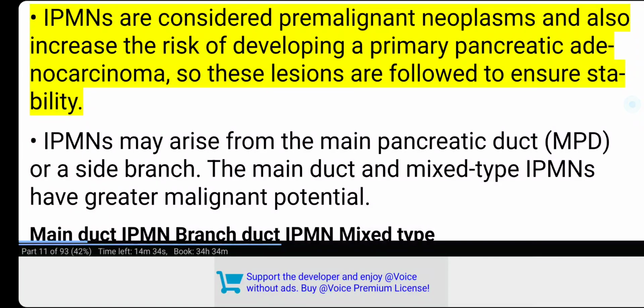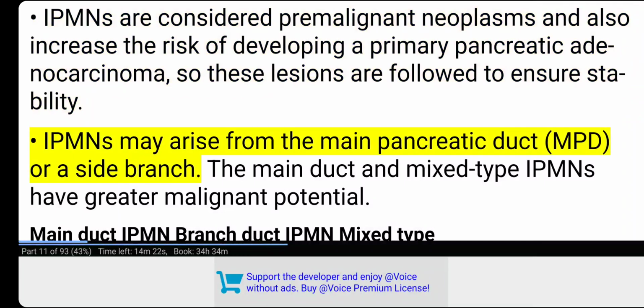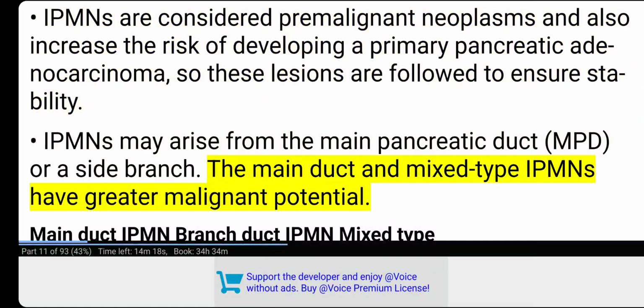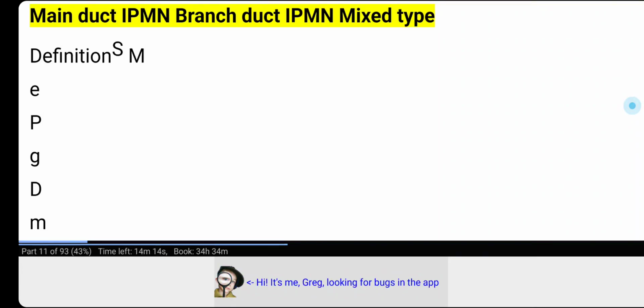IPMNs are considered premalignant neoplasms and also increase the risk of developing a primary pancreatic adenocarcinoma, so these lesions are followed to ensure stability. IPMNs may arise from the main pancreatic duct, MPD, or a side branch. The main duct and mixed-type IPMNs have greater malignant potential. Main duct IPMN, branch duct IPMN, mixed type.